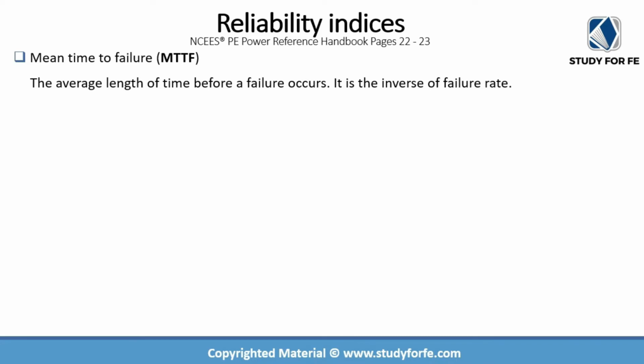Now we will continue our discussion on reliability indices. The first index that we are going to review is mean time to failure. The indices that I'm going to discuss now are mentioned on pages 22 to 23 of the NCEES Power Reference Handbook. Mean time to failure, or MTTF. This is the average length of time before a failure occurs, and it is mathematically equal to the inverse of the failure rate. So failure rate is lambda, so MTTF is simply equal to 1 divided by lambda.